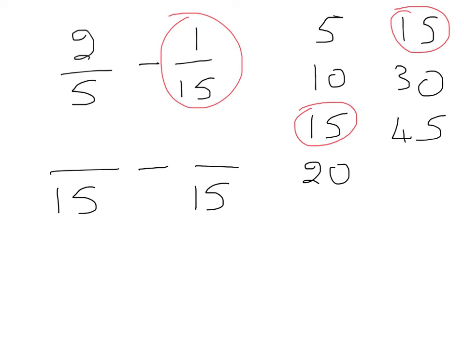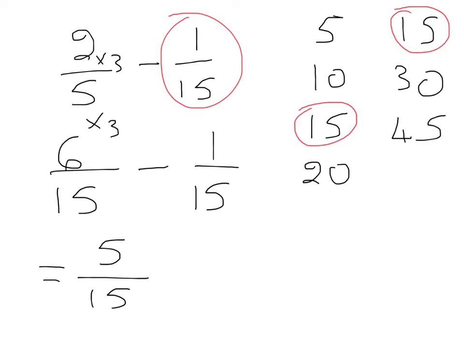So how did we get from 5 to 15? We had to multiply by 3. So we need to do the same to the top. So 3 times 2 is 6. This one's staying the same. We've got the same bottom number. Now we can just go ahead and do our 6 take away 1, which is 5 over 15. We're not done yet though, because 5 over 15 can be simplified to 1 over 3.